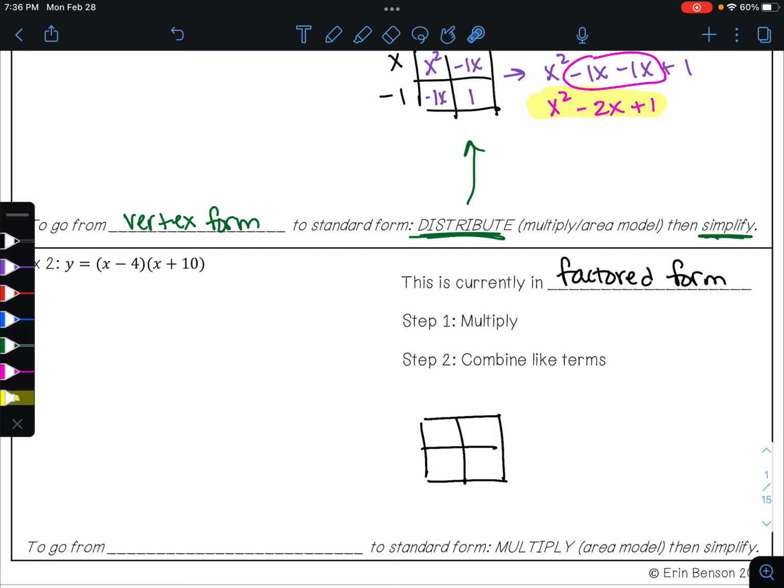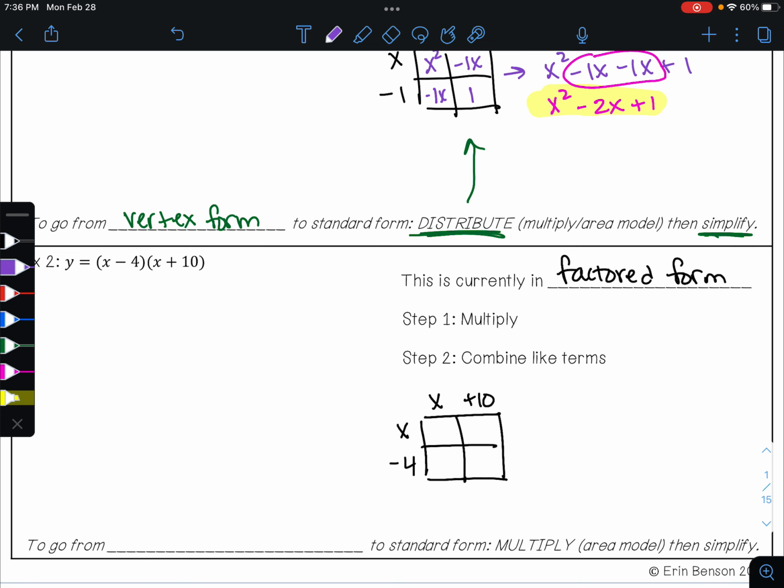And so I'm going to take one binomial and write it down the side, and I'm going to take the other binomial and write it across the top. X times x is x squared. X times 10 is 10x. Negative 4 times x is negative 4x. And negative 4 times 10 is negative 40. So inside of the area model, I have x squared plus 10x minus 4x minus 40.